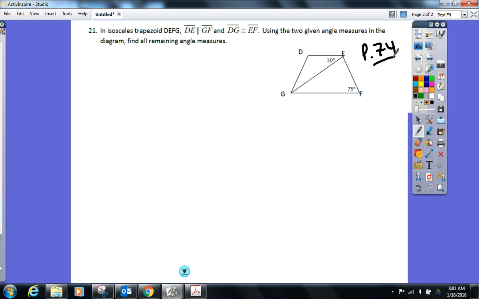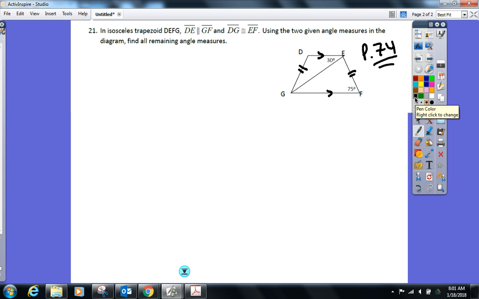Okay, DE is parallel to GF. DG is congruent to EF. And what are we looking for? Find all angles. Going hardcore here. Find all remaining angles. All right, let me turn it over to you.